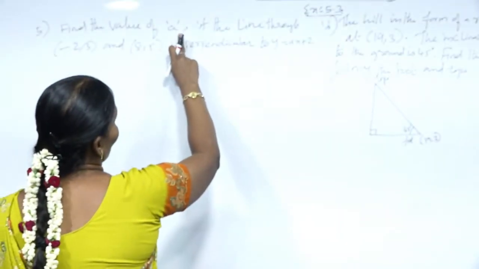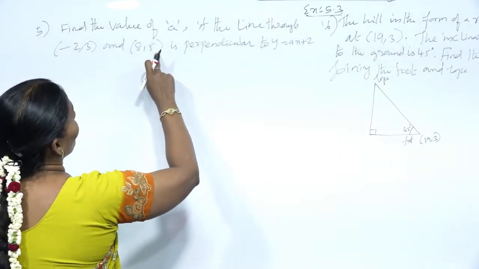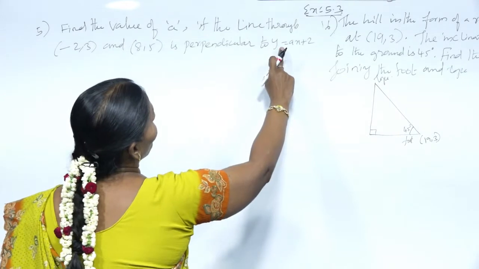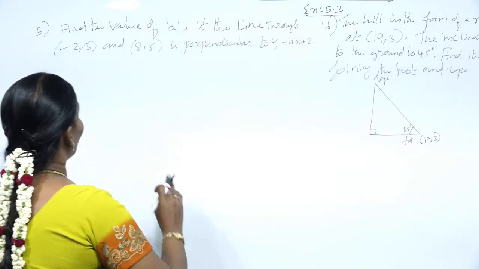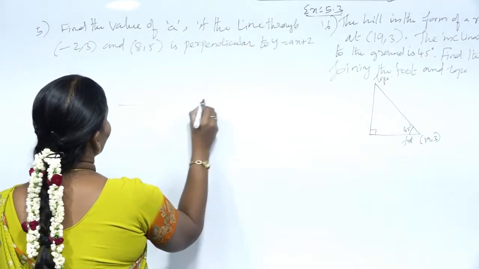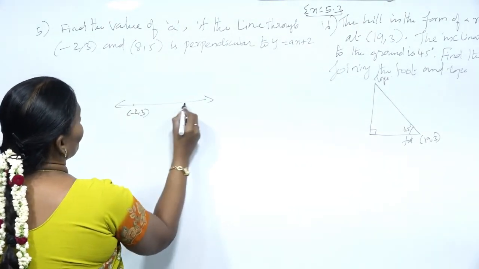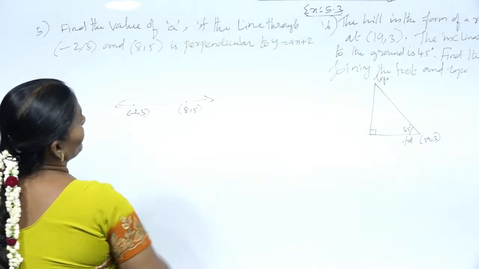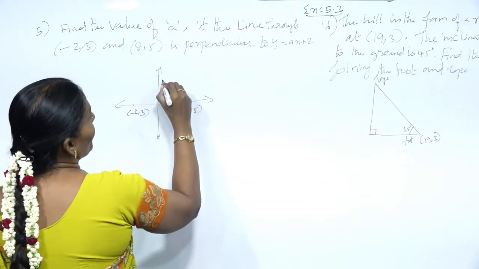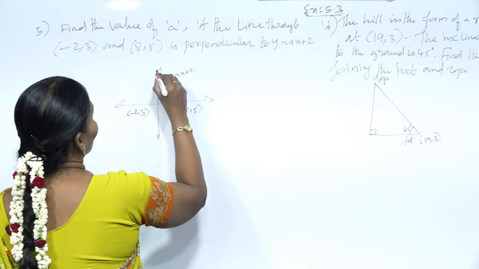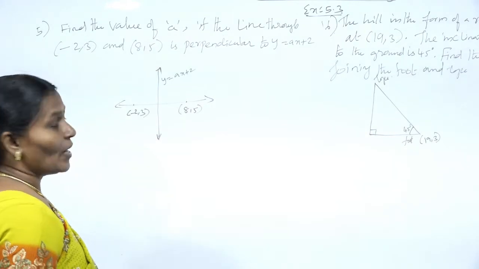Find the value of a if the line through minus 2, 3 and 8, 5 is perpendicular to y is equal to ax plus 2. Understand children? Okay. Now see, this line passes through minus 2, 3 and 8, 5, two points. It is perpendicular to y is equal to ax plus 2. So equation of the perpendicular is y is equal to ax plus 2. You have to find out the value of a.